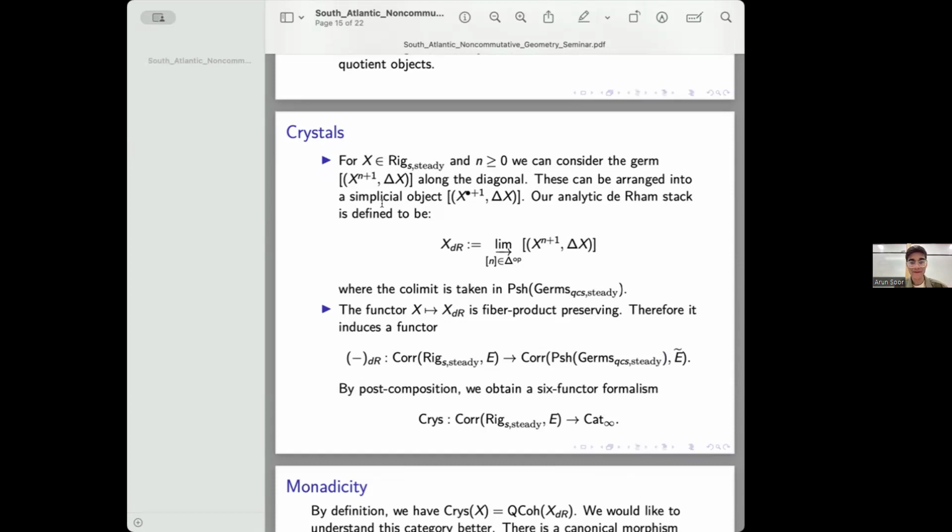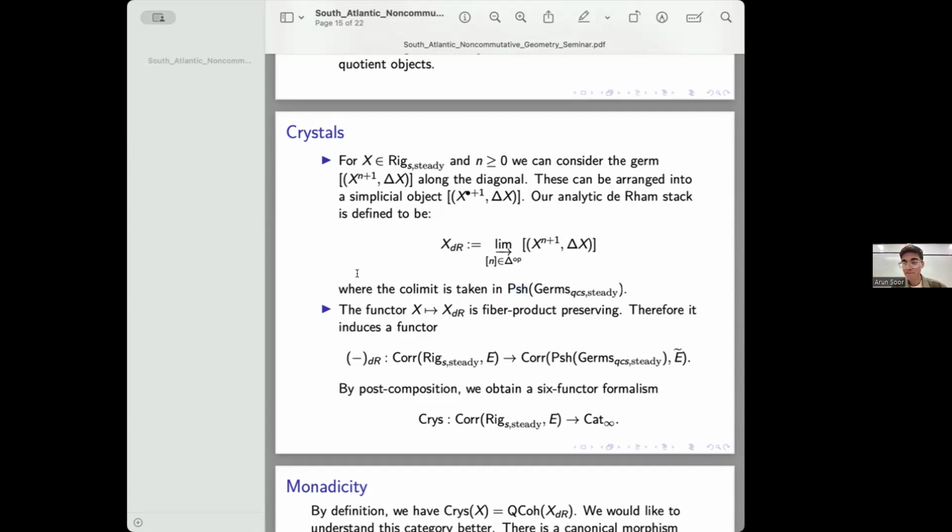And then if I let n vary, I can arrange these into a simplicial object, right? At the beginning, I just have X with X. Then the first thing will be X cross X with the diagonal. This has 2 projection maps and 1 degeneracy, and so on. So if you go all the way along, you obtain this simplicial object. And then our de Rham stack is just defined to be the co-limit of this simplicial diagram, right? Because we're working in pre-sheaves, we can just take that co-limit because this is the free co-completion.